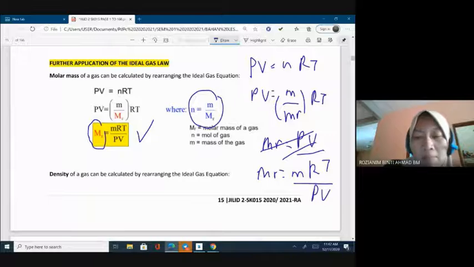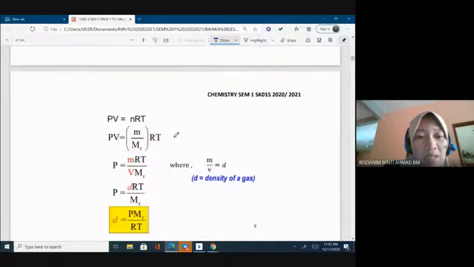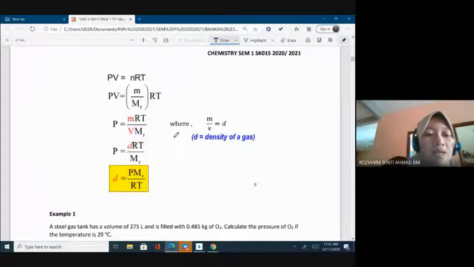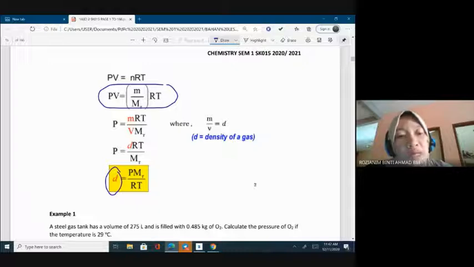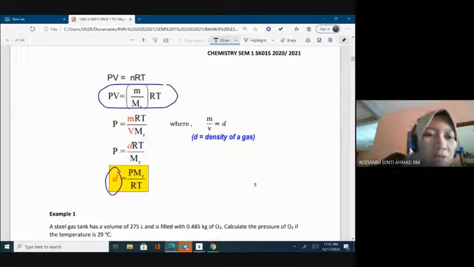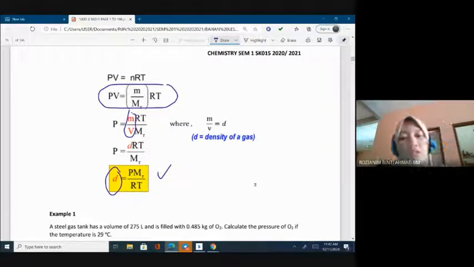The next application is to find the density. From this rearrangement of the formula, we can substitute the volume here. So M over V is density. This is why we use this unit for density.